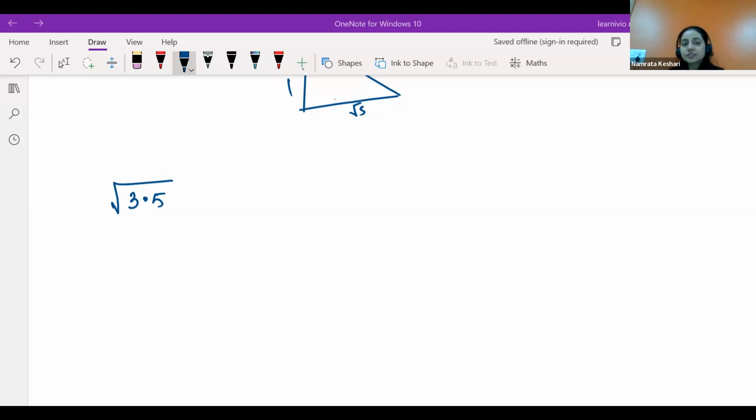Yes, we can write. When we have to locate root 6, we can take it as root 2 and root 3. That is completely allowed. But the main thing is you should know the length of root 2 and the length of root 3. So for locating, do we have to locate root 2 and root 3 first? Yes, if you are using this approach, then yes.